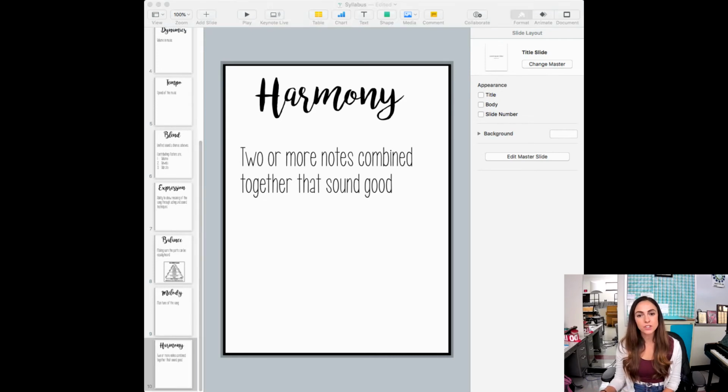Hopefully, this explanation of these musical elements and jargon that you hear in a rehearsal helped you out today.